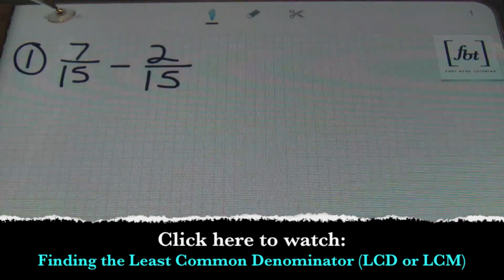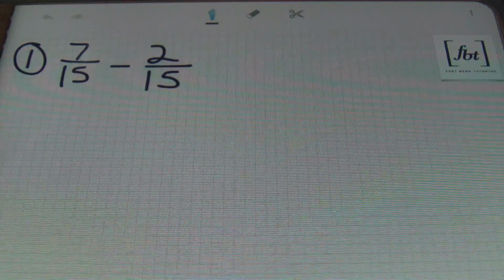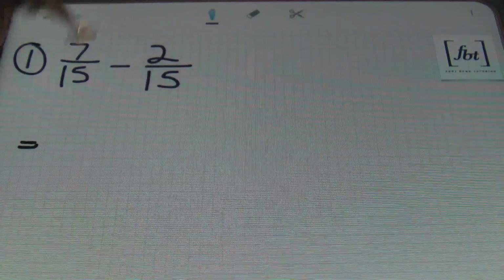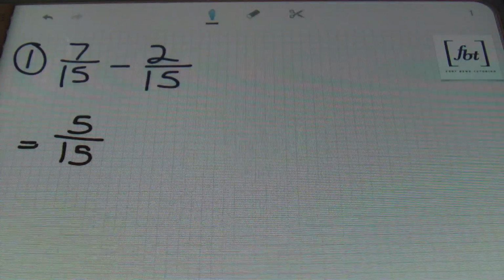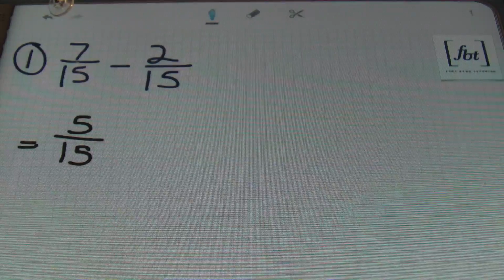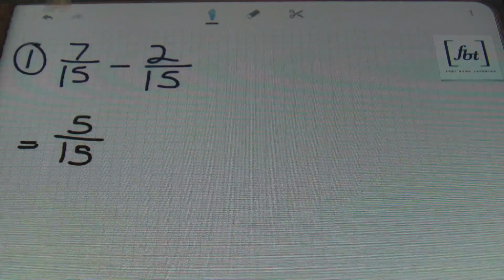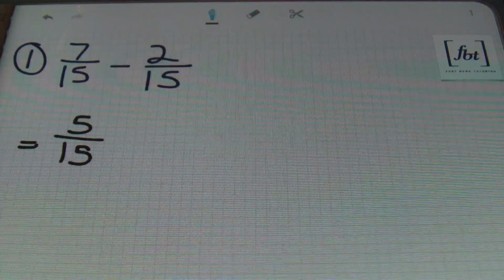In problem number one, we have 7/15 minus 2/15. We do have a common denominator already. So all you'll have to do is subtract the numerators together. So 7 minus 2 gives me a result of 5 over that common denominator of 15. Remember that when subtracting or adding fractions, your denominator stays the same even when you're adding or subtracting. So here, I subtracted 7 minus 2 to get 5. That denominator must stay the same.